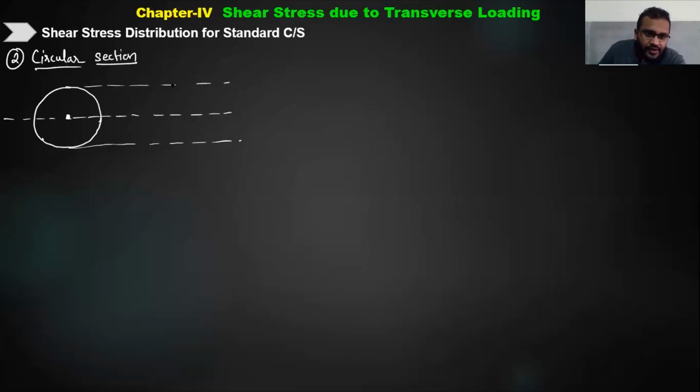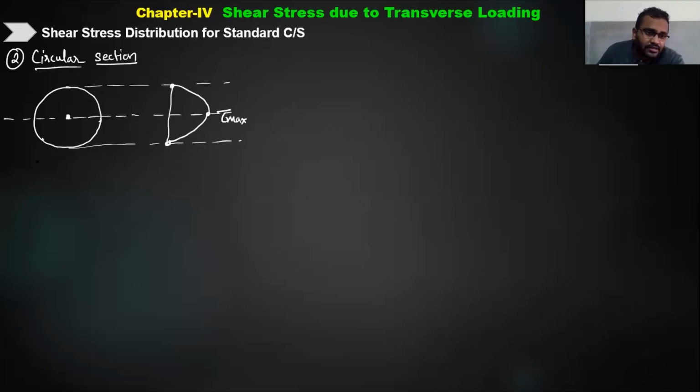So the value of shear stress here is going to be 0, here also 0, only at the neutral axis will the maximum value come, and that is going to be tau maximum. I know that this is going to be like this. The shear stress is going to come like this. But how to calculate it?